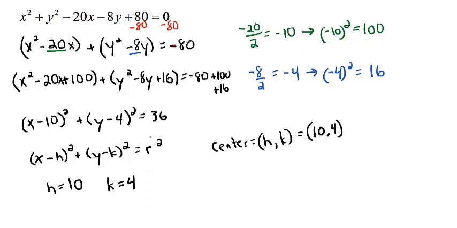And then the radius is the r squared right here. And what's being squared to get 36? It's going to be 6. Or you could say 36 equals r squared. You'd want to solve that, so you'd take the square root of both sides, which means the radius would have to be 6. And that's basically how you move an equation into the standard form of a circle, and then call out the center and the radius.